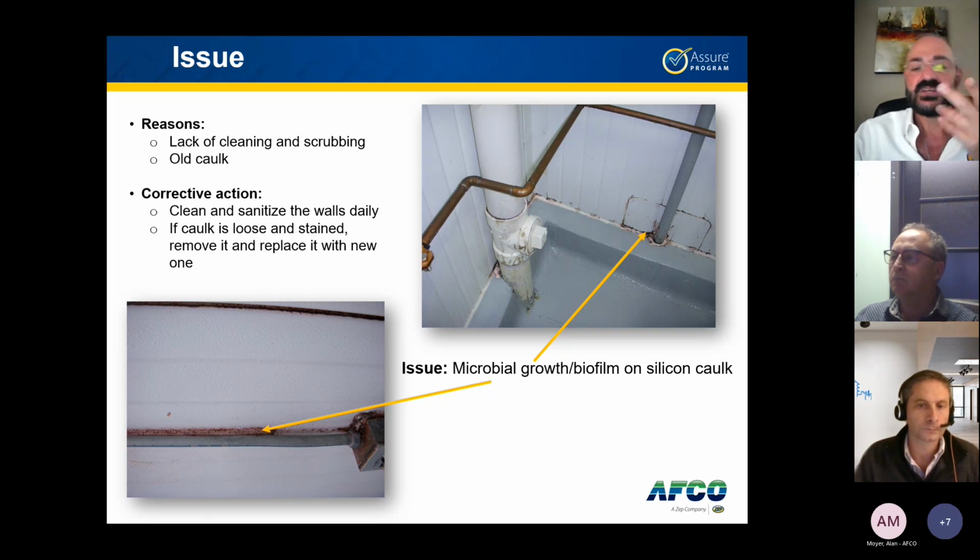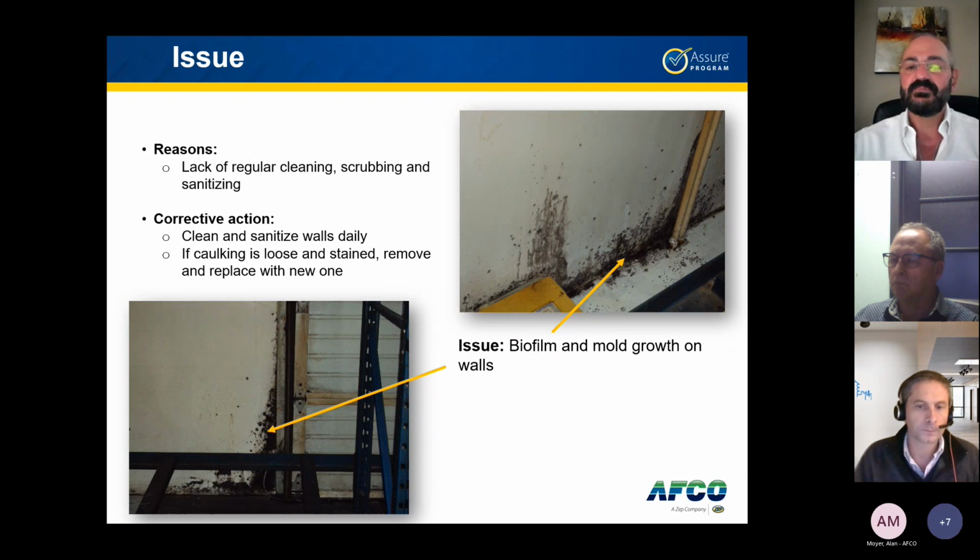This is a biofilm. So if it was listeria, every time you spray water on the wall, right, the water will carry some of the listeria onto the floors, and then you test the drains and the floors and you have listeria and you don't know why. So you have to scrub these areas. And if the silicone is loose, you need to remove it and put new ones in there, right? So you don't have this problem.